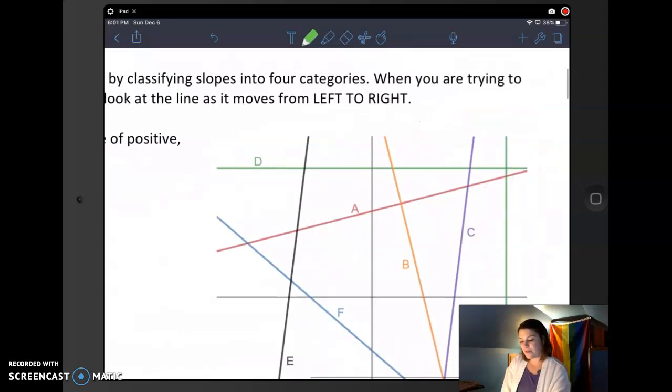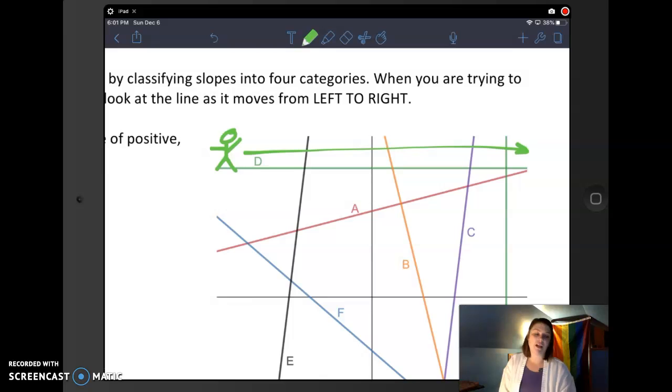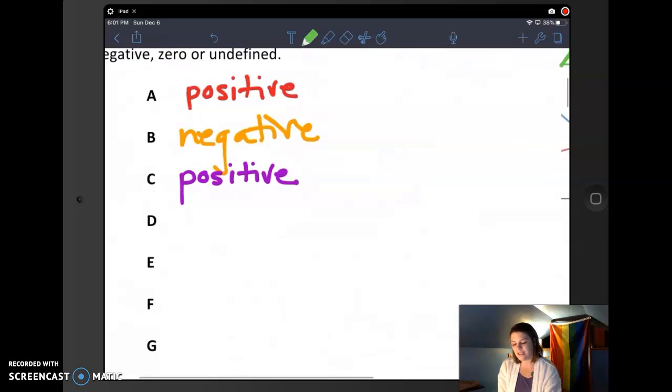All right, now if I put a little person here on line D and I had them walk across the line from left to right, they would not change at all. It is flat, right? They're not going uphill, they're not going downhill. So what that means is they have a 0 slope. The slope is going to be 0.